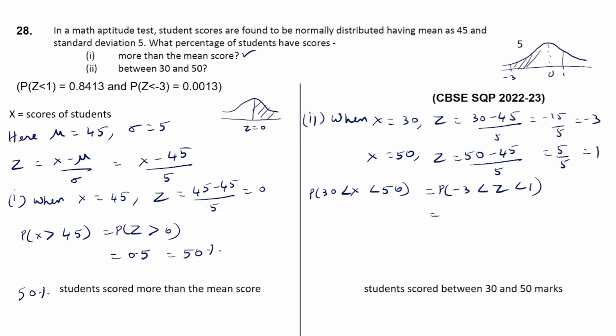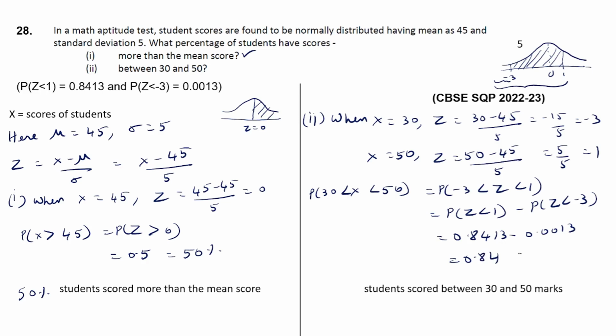So we have to find this entire area. Now this area can be calculated as probability of z less than 1, this whole thing, minus this part, probability of z less than minus 3. So this is probability of z less than 1 minus probability of z less than minus 3. Probability of z less than 1 is 0.8413 and probability of z less than minus 3 is 0.0013. So this is 0.84, or it is equal to 84%. Therefore, 84% students scored between 30 and 50 marks.